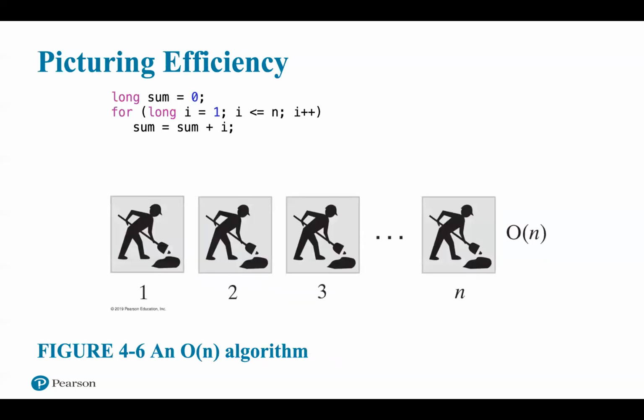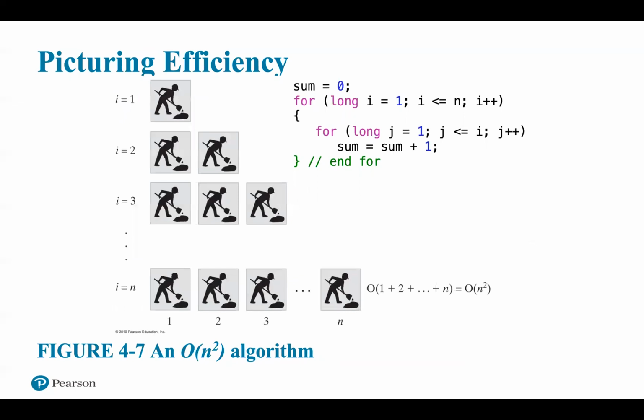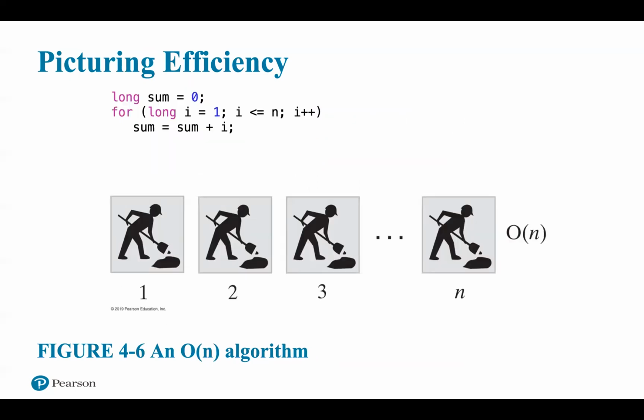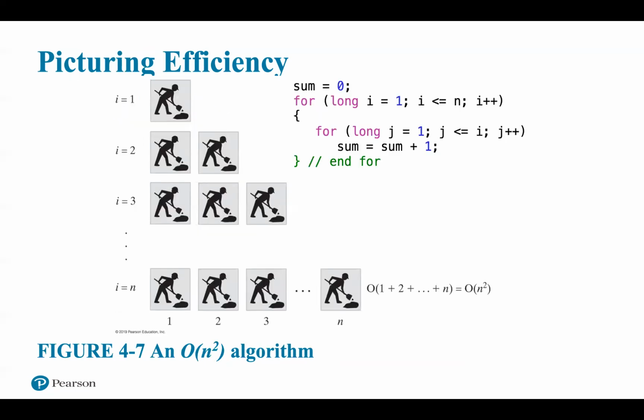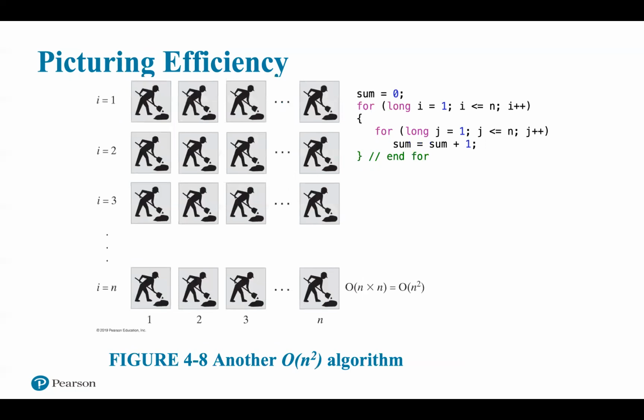Here's a way of picturing efficiency. Much of an algorithm's work occurs during its repetitive phases, that is, during the execution of the loops, or as we'll see in chapter 9, as a result of a recursive call. So we're just showing some more examples of that here. This first one was for an algorithm of big O n. Here it is for big O n squared. And here are some more details of that.